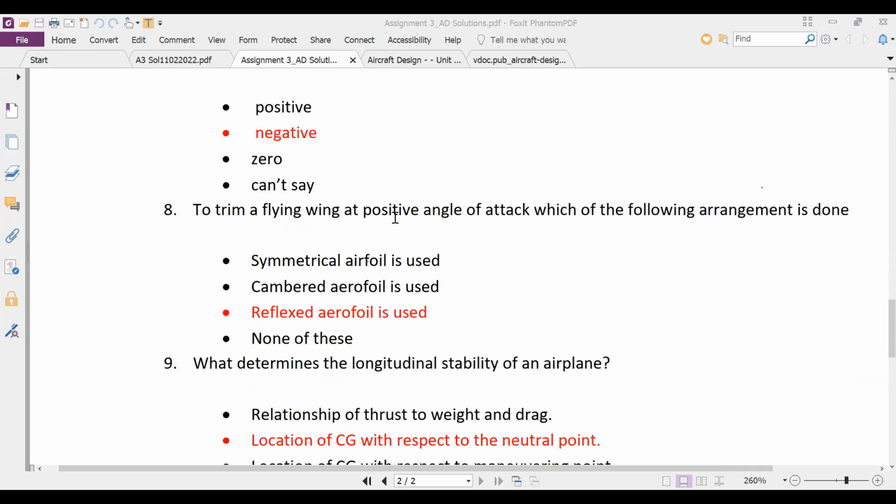To trim a flying wing at a positive angle of attack, which of the following arrangements is done? And the answer is a reflexed airfoil is used. Now, why? Because, sir, a flying wing doesn't have any tail surfaces to balance the moment created at the AC of the wing. So we need a reflex airfoil which has a Cm naught value which is positive. Good.